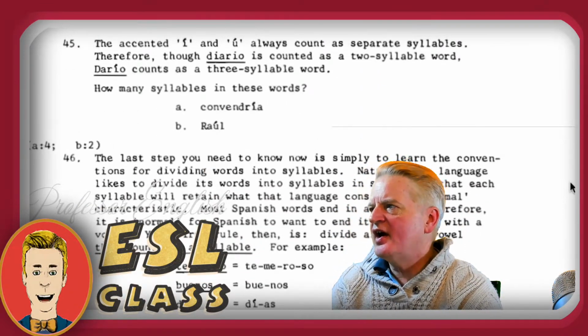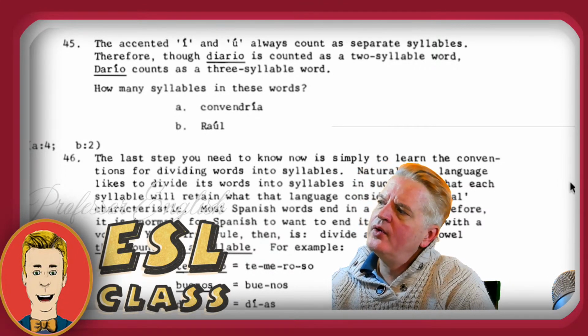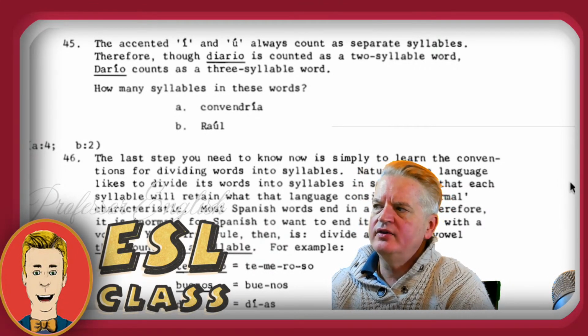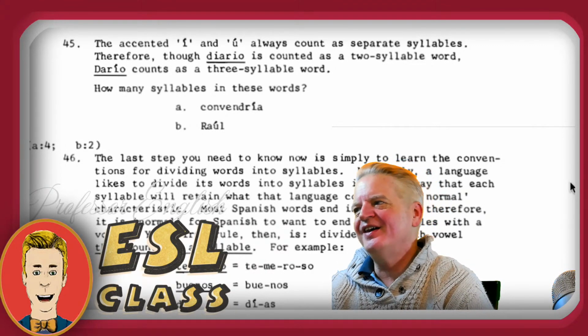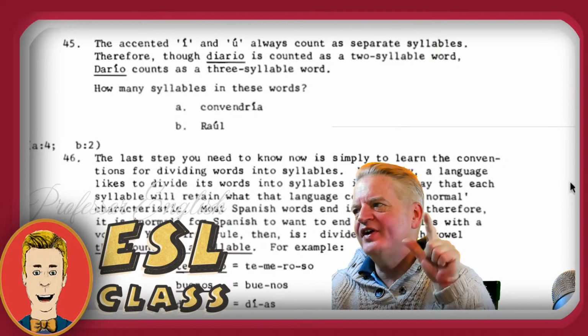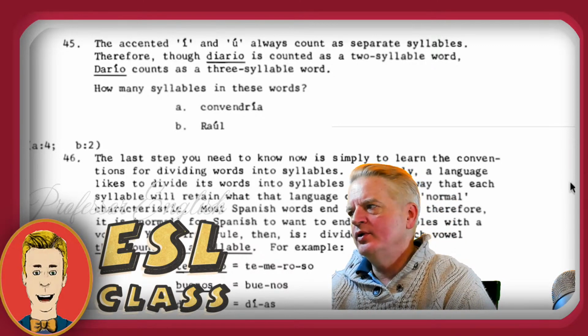45. The accented I and U always count as separate syllables. Therefore, though diario is counted as a two-syllable word, darío counts as a three-syllable word. How many syllables in these words? Convendría, four, and Raúl, two.